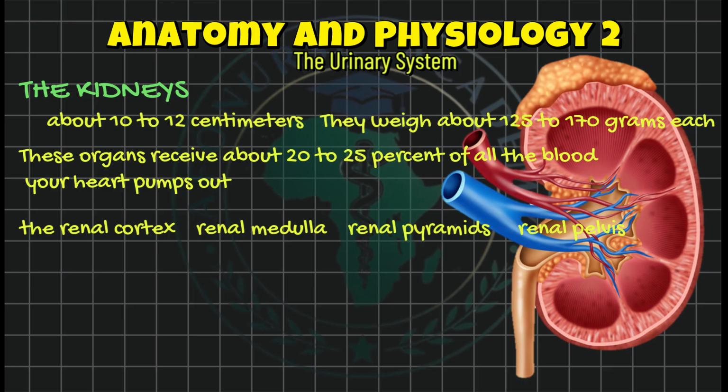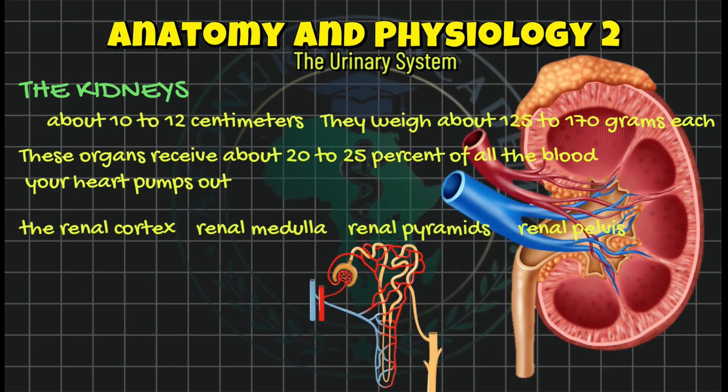Inside the cortex and medulla, you have the functional units of the kidney, and these are called nephrons. This is a word you absolutely need to know and remember. Each kidney contains about 1 million nephrons, and each nephron is like a tiny filtration and processing unit. The nephron has several parts. It starts with a structure called the glomerulus, which is a ball of tiny blood vessels or capillaries surrounded by a cup-like structure called Bowman's capsule.